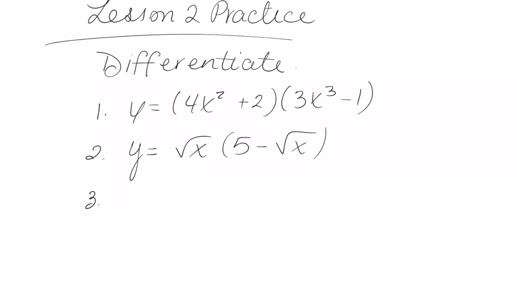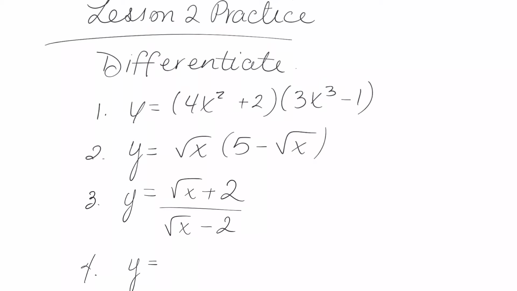Oops. And then, sorry. Number 3, y equals square root of x plus 2 over the square root of x minus 2. And number 4, y equals 3x cubed plus 1 over 2 minus x. Okay, there's your practice ones.